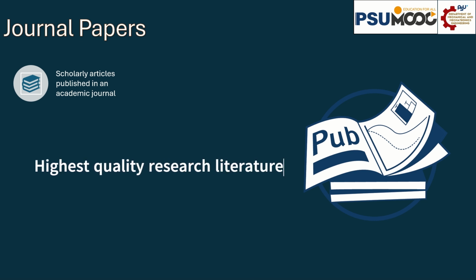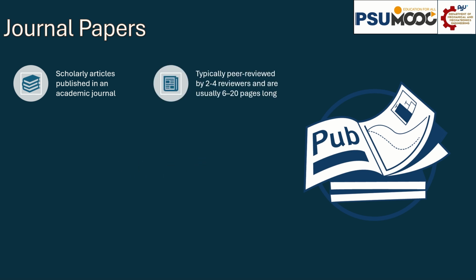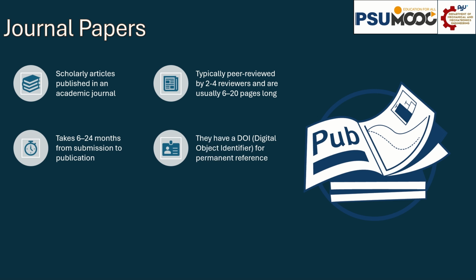Let's look at journal papers first. Journal papers are the scholarly articles published in academic journals and are generally considered the highest quality source of research information. Most journal papers are 6 to 20 pages long and undergo a rigorous peer review process by 2 to 4 experts before publication. The publication process is often lengthy and may take anywhere from 6 months to 2 years. All journal papers have DOIs, or digital object identifiers, for permanent reference.